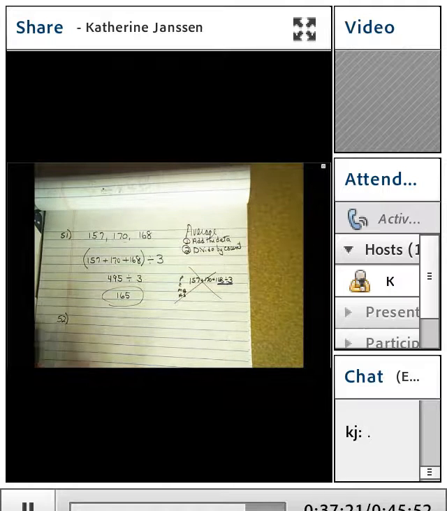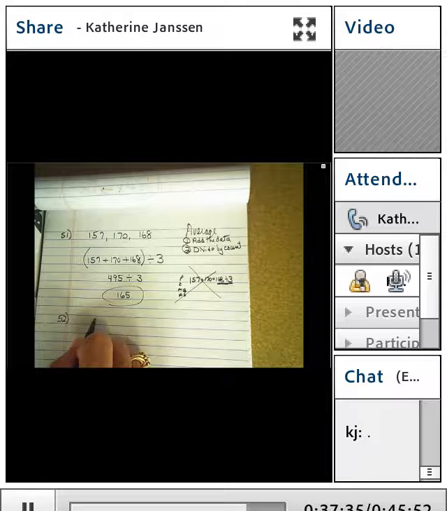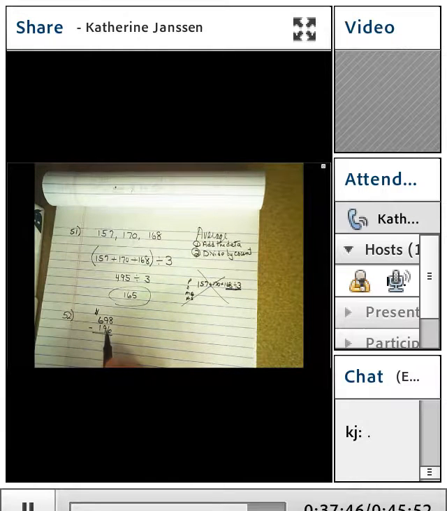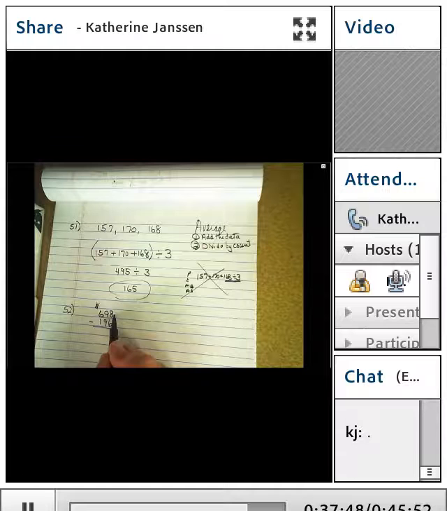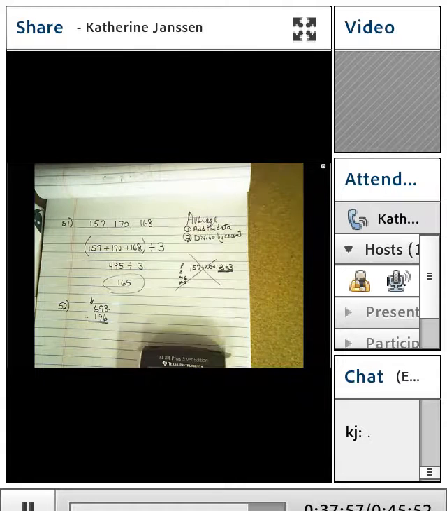52. Computer purchase. Natasha has $196 and wants to buy a computer for $698. How much more does she need to save? Well, she has $196. She wants to buy a computer for $698. We'll find the difference. She has $196. She needs $698 to buy the computer. What's the difference? 698 subtract what she's saved. She will need $502.